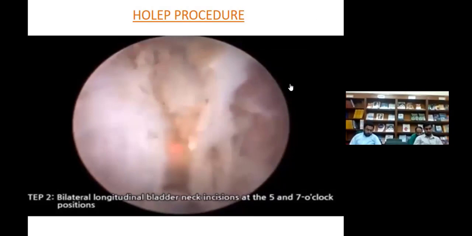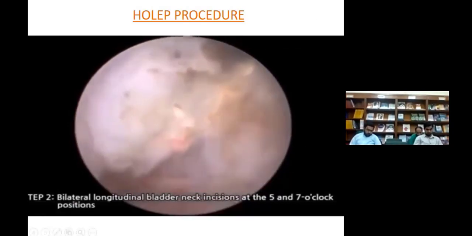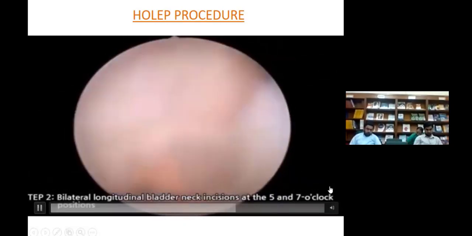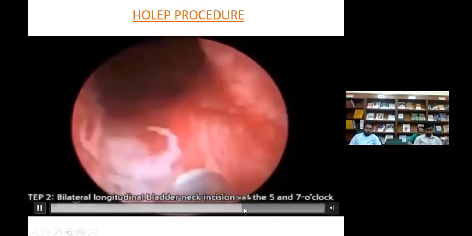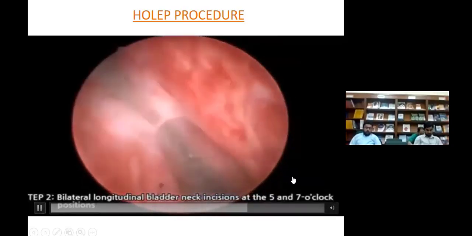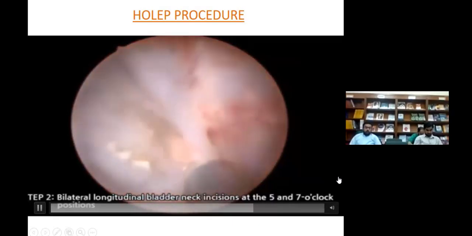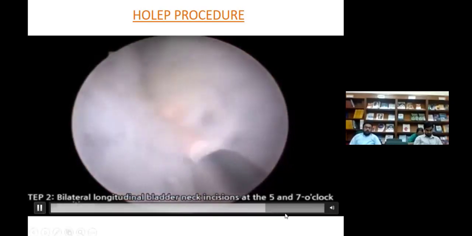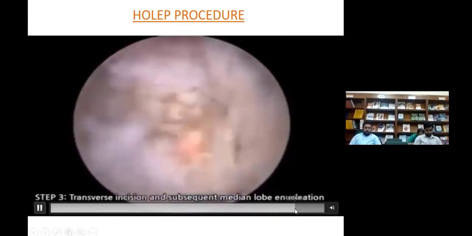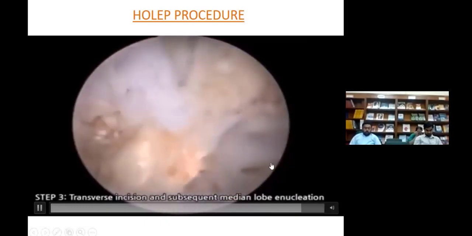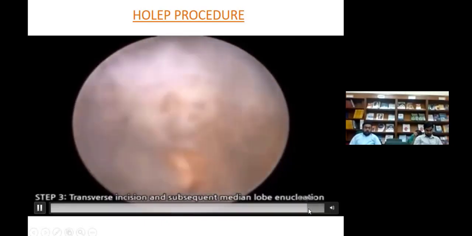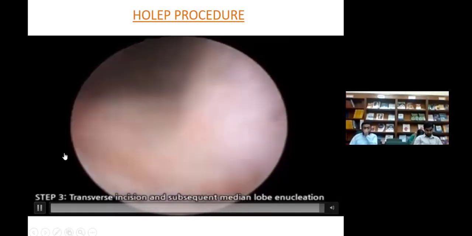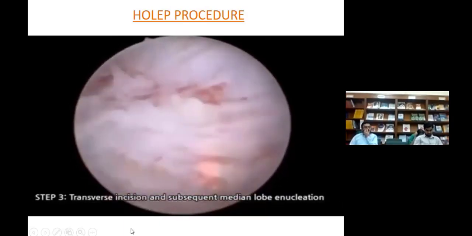The median lobe has been enucleated completely and pushed into the bladder. It will be taken out with the help of a morcellator later on.